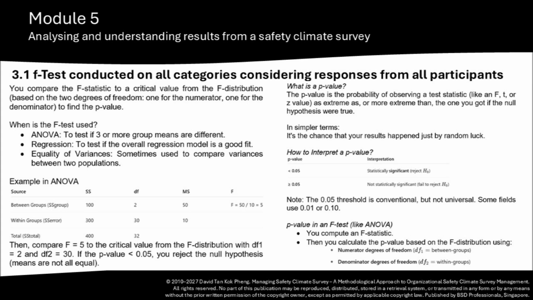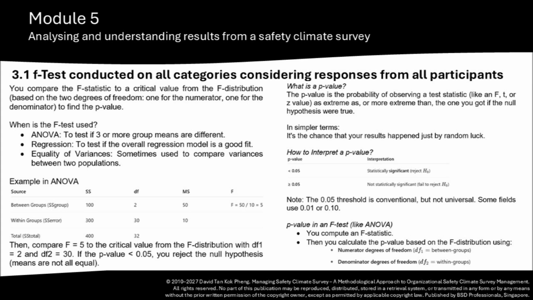The p-value represents the probability of obtaining a test statistic as extreme as the observed result, assuming that the null hypothesis is true. In simpler terms, it tells us how likely it is that the observed differences occurred purely by chance. A smaller p-value indicates stronger evidence against the null hypothesis, while a larger p-value suggests that the observed differences may be due to random variation.